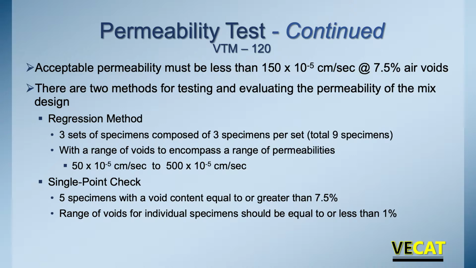All right, for the single point check, you need to make 5 specimens with a void content equal to or greater than 7.5%. And the range of voids for the individual specimens should be equal to or less than 1%. Basically what that's saying is if you start at 7.5, your voids can only go up to 8.5%, and that range has to encompass all 5 of your specimens.